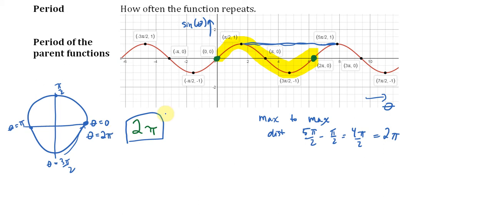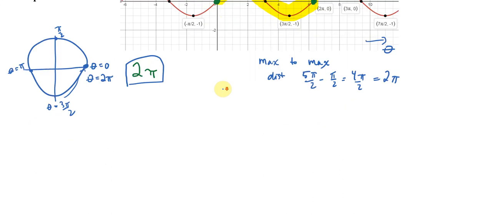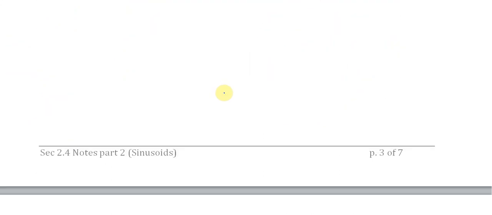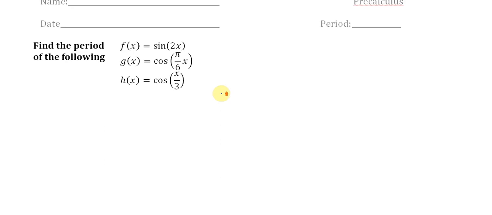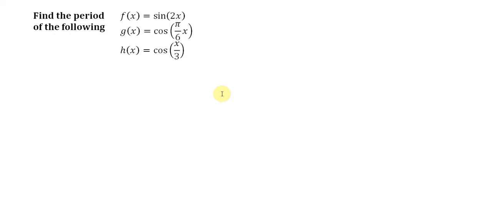Now we're going to continue and talk about what the periods of some of the other graphs are. Find the period of the following functions: sine of 2x, cosine of pi over 6, cosine of x over 3. Before we start graphing, I'm going to remind everybody the period for the original function, the parent function, is 2 pi.